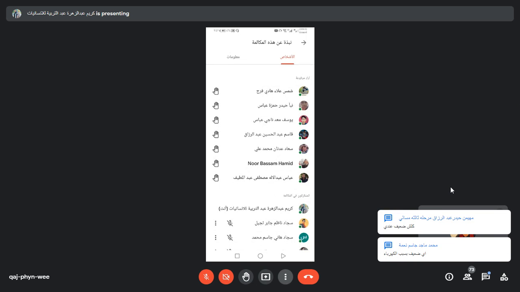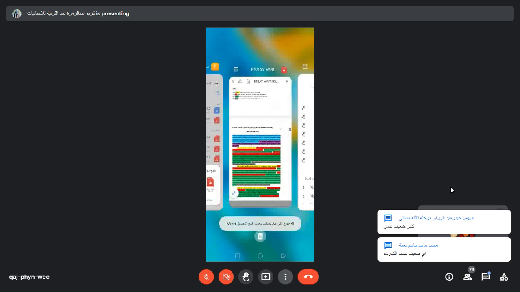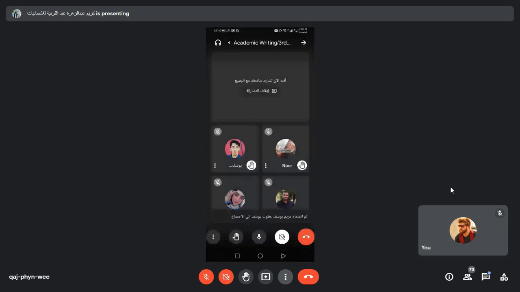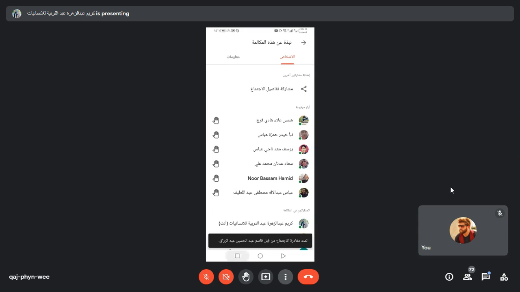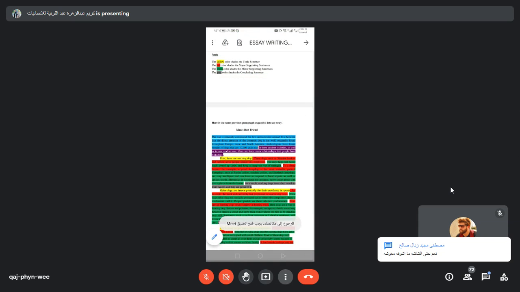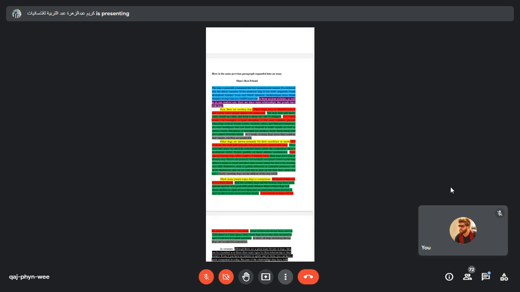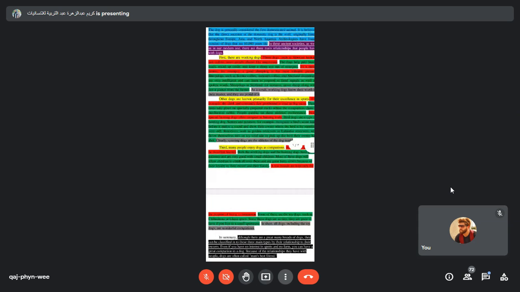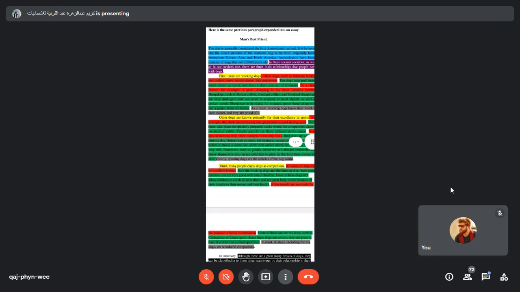Yes, Qasim. Can you read? Okay, Yusuf Ma'ad. Yes, sir. Yes. I'm using my computer, so I can't zoom in on the PDF. Yes, it's better. Okay, can you zoom in more on the PDF so I can read? Yes, this is the only possible.